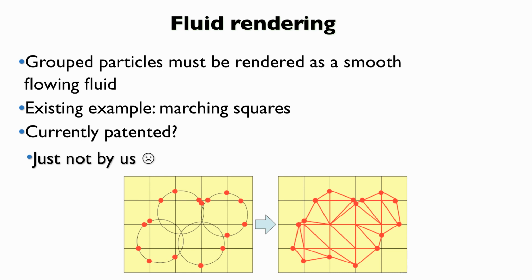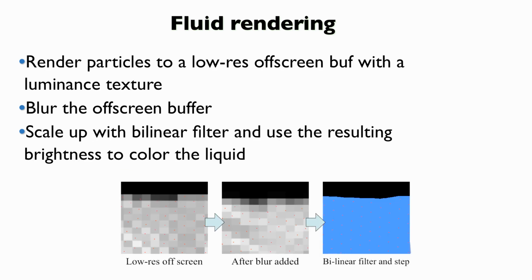But the point is that we ended up trying to find something a little bit computationally less intensive. So what we ended up doing, very simply, was rendering particles to a low-res off-screen buffer with a luminance texture. Blur that, scale it up with bilinear, and just use that brightness to color the liquid. You can see the 3 stages at the bottom of the screen, and on the right the final tinting of the water.